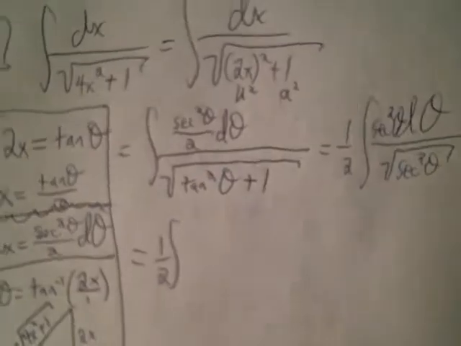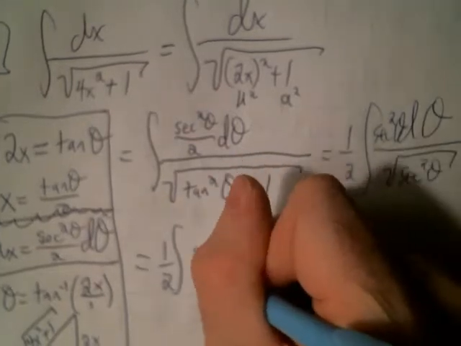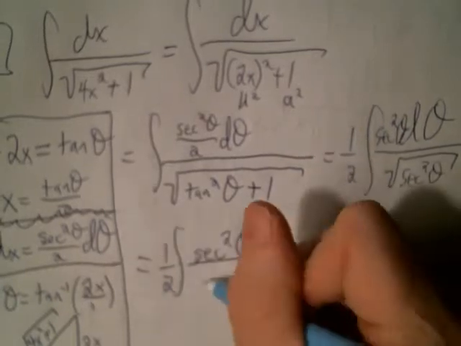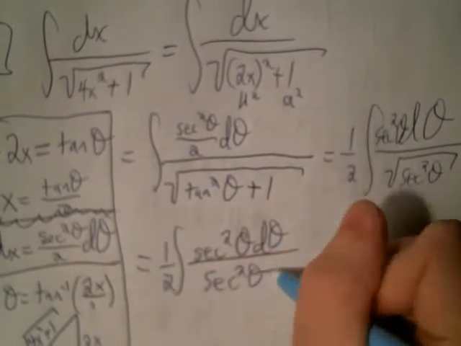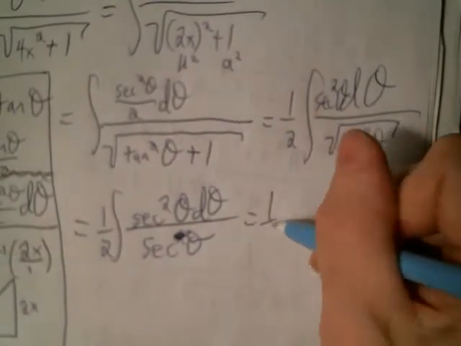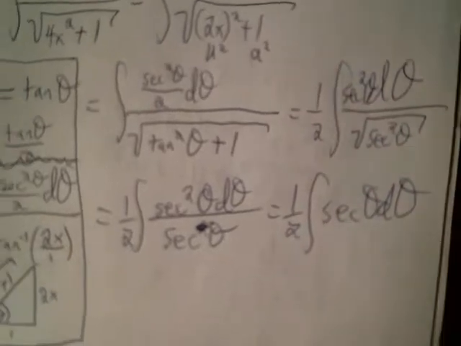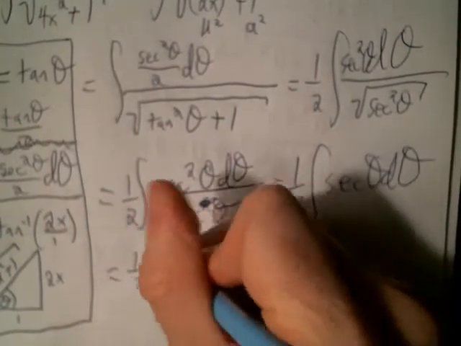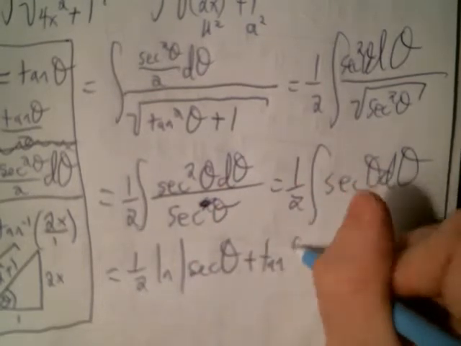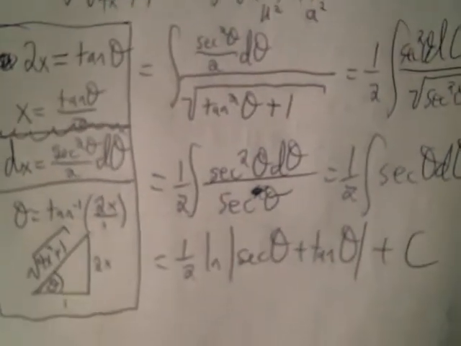So I have 1/2 times secant squared theta d theta. Then the square root of secant squared is just secant theta. Oops, not secant squared, but just secant. Secant squared over secant is just secant. And then we have a well-known formula for that. It's 1/2 ln absolute value secant theta plus tan theta plus c. Of course, we started in x, so we want to end in x.